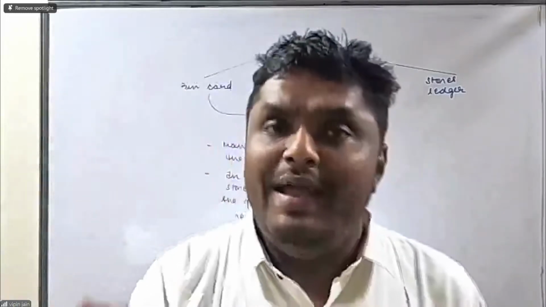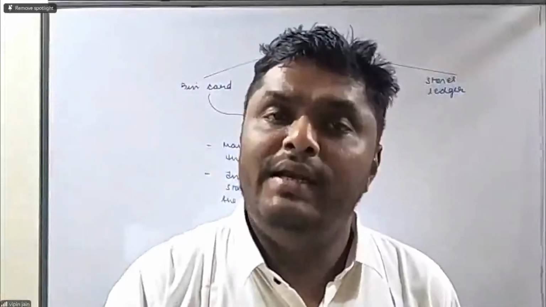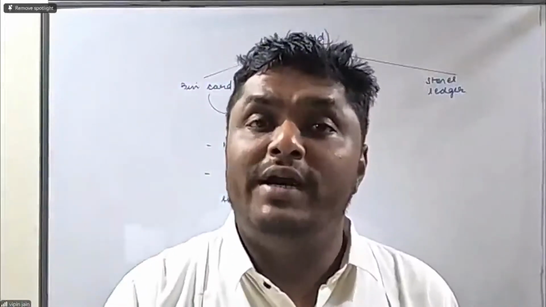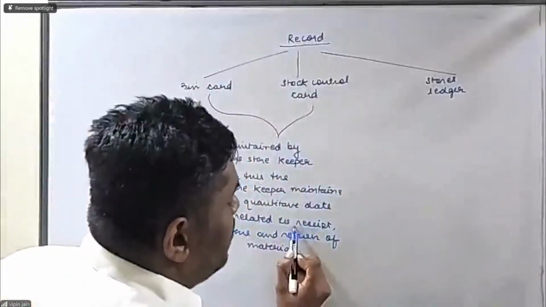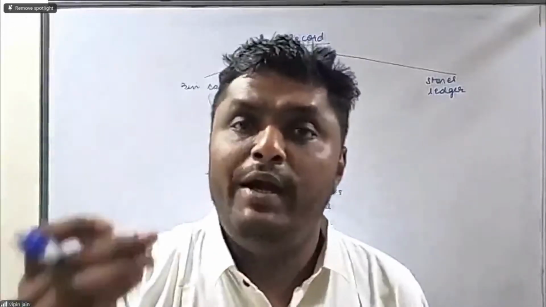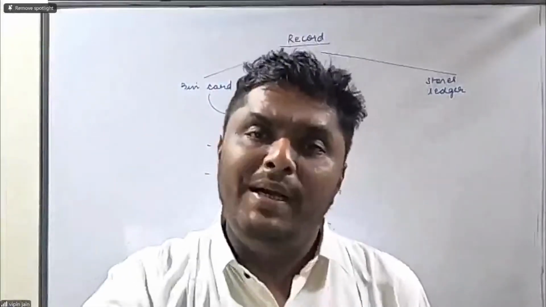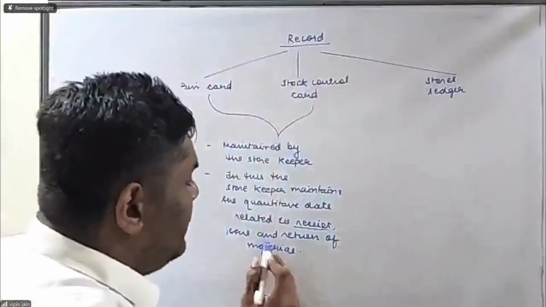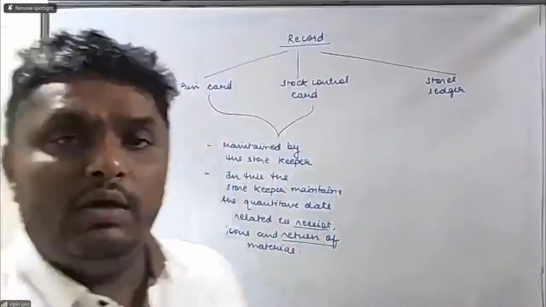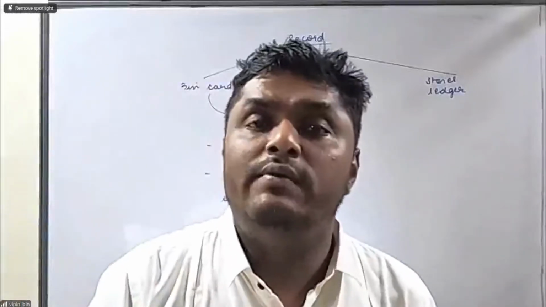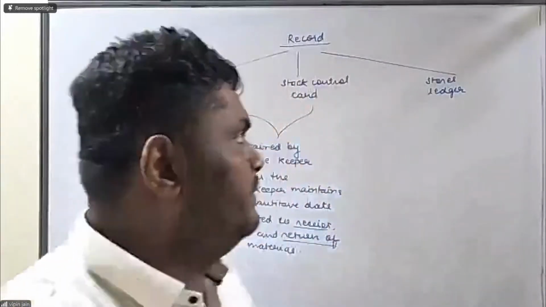So bin card and stock control card, who maintains them? First point, storekeeper. What does the storekeeper maintain? It contains only the quantitative data, that is how much quantity of raw material is received. Second point, how much quantity of raw material is issued for production, and if any raw material is coming back, then the details of the material returned. So very important, bin card and stock control card only contain the quantitative data. What is its value? Nothing to do with the bin card and stock control card.